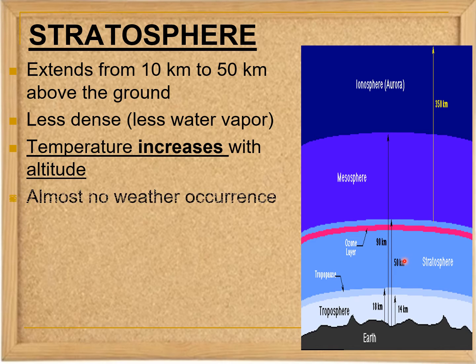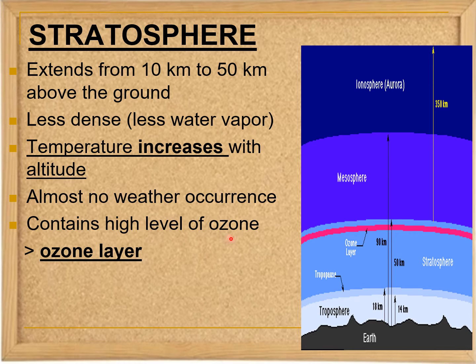Next, we have almost no weather occurrence. Meaning there's less chance to have a typhoon or tornado formation here in the stratosphere, because most of those weather conditions can be found in your troposphere. Please take note that this layer contains a high level of ozone.